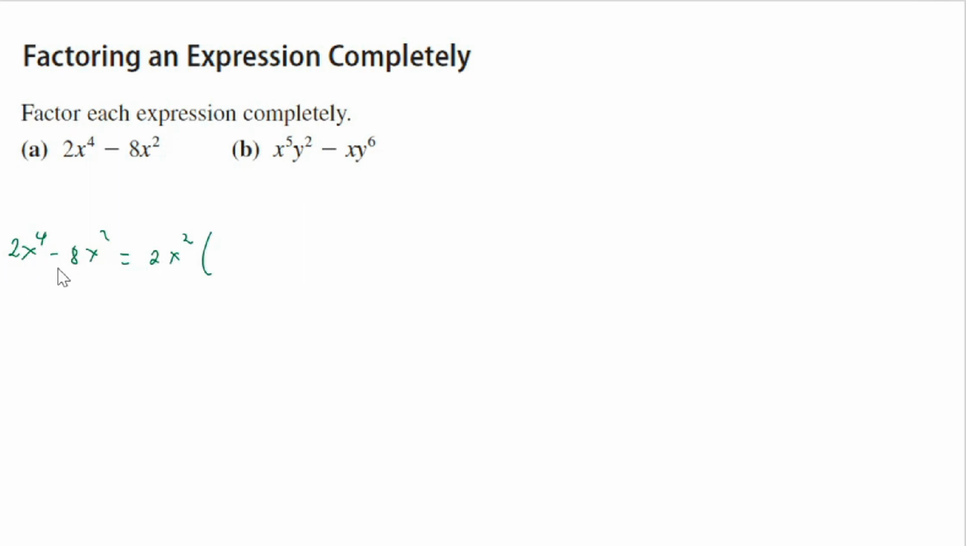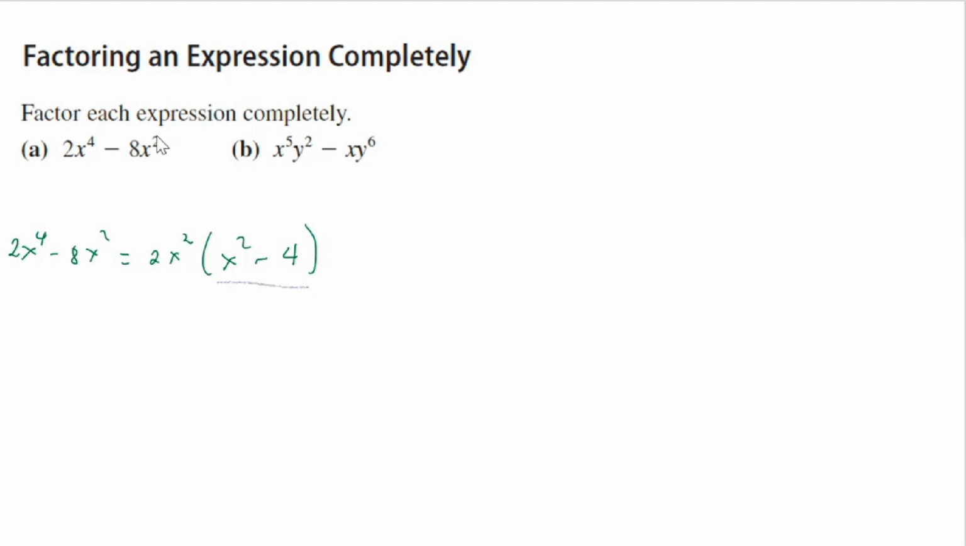Now, divide the given with the common factor. 2x raised to 4 divided by 2x squared, so the quotient is just x squared. And 8x squared divided by 2x squared, so the quotient is just 4. Now, we are not going to stop here because x squared minus 4 is factorable.